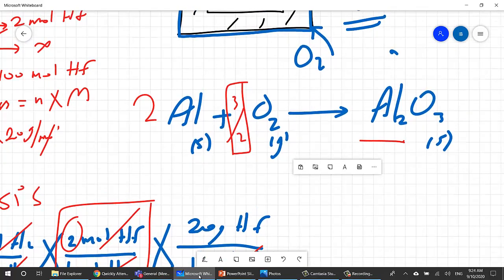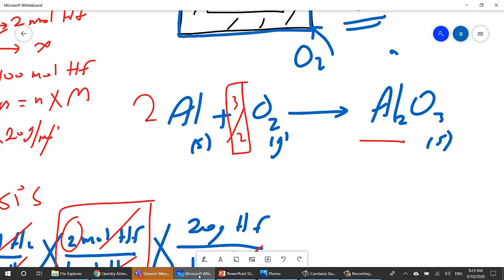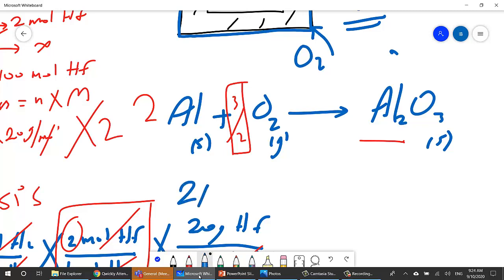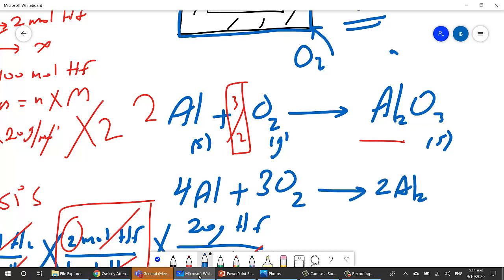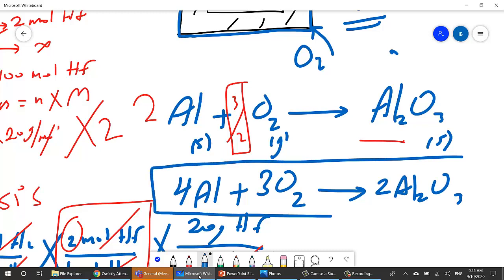2Al plus 1.5 O2 goes to Al2O3. Excellent, because 1.5 times 2 is 3. If you multiply this by 2, 1.5 times 2 is 3, and you have 3. This one is balanced, but to make it whole numbers, you multiply the whole thing by 2. So the equation becomes 4Al, right, Najwa? Plus 2 times 3/2 is 3O2 goes to 2Al2O3. This is the answer for the question. So please write this down in your notebook.